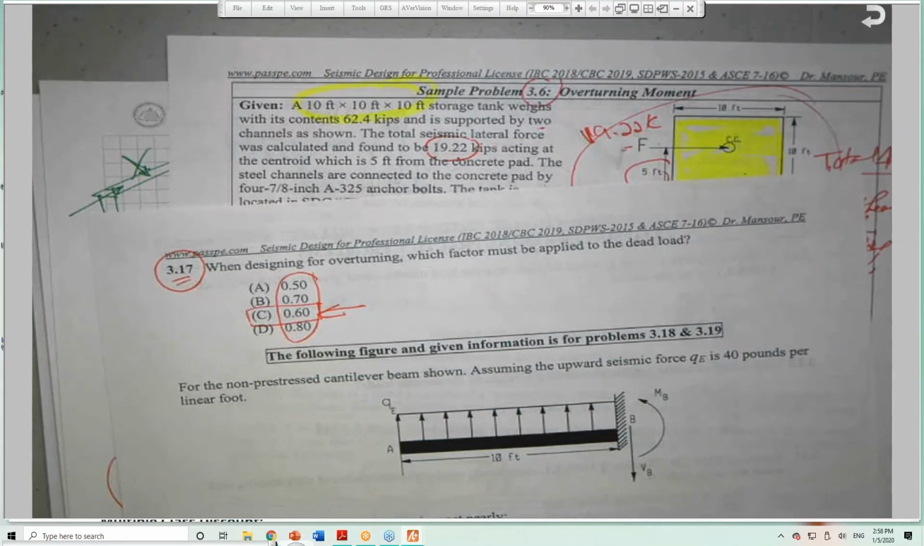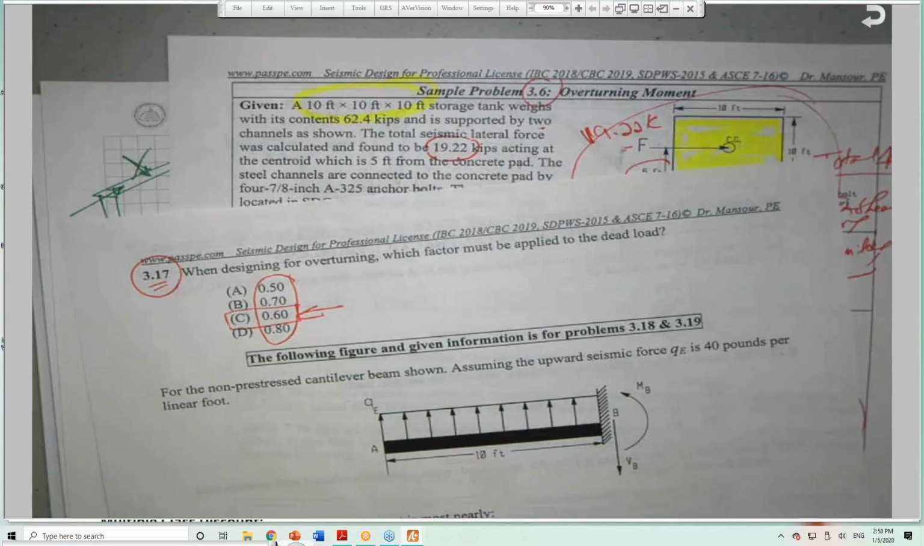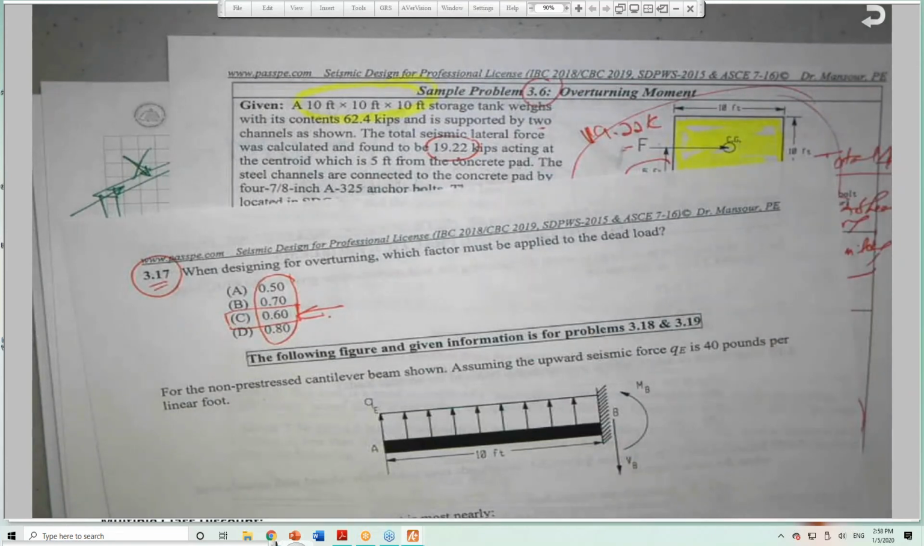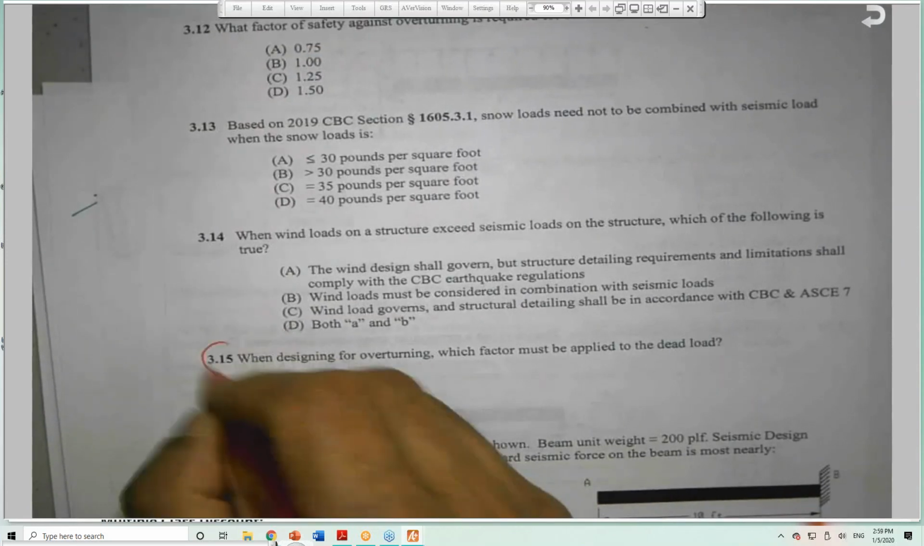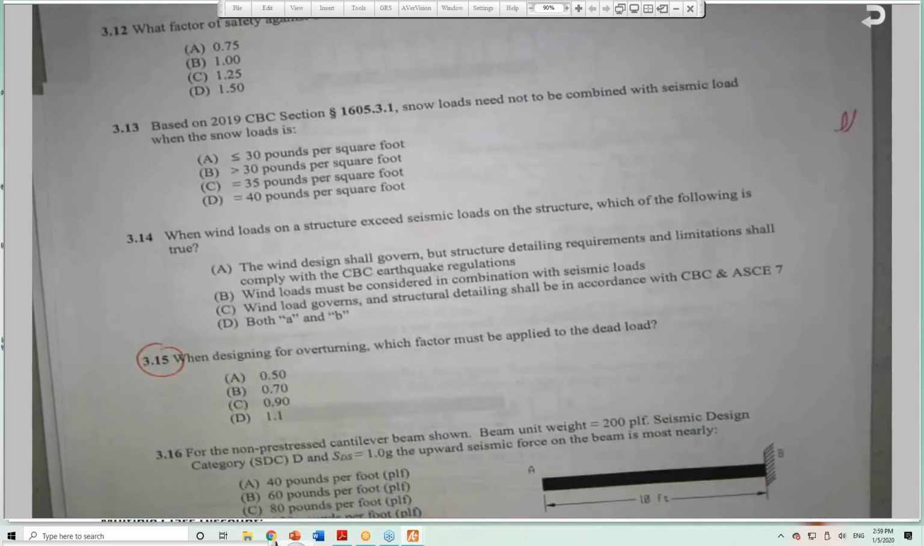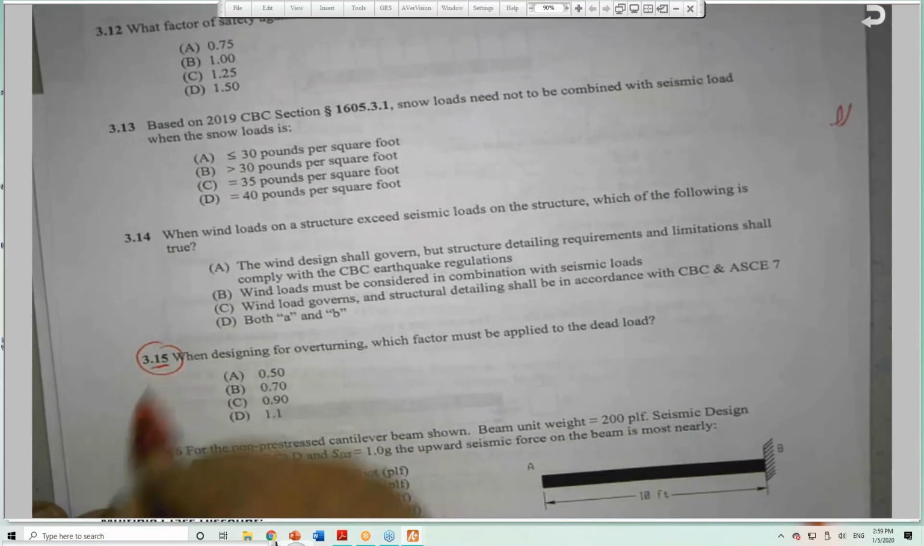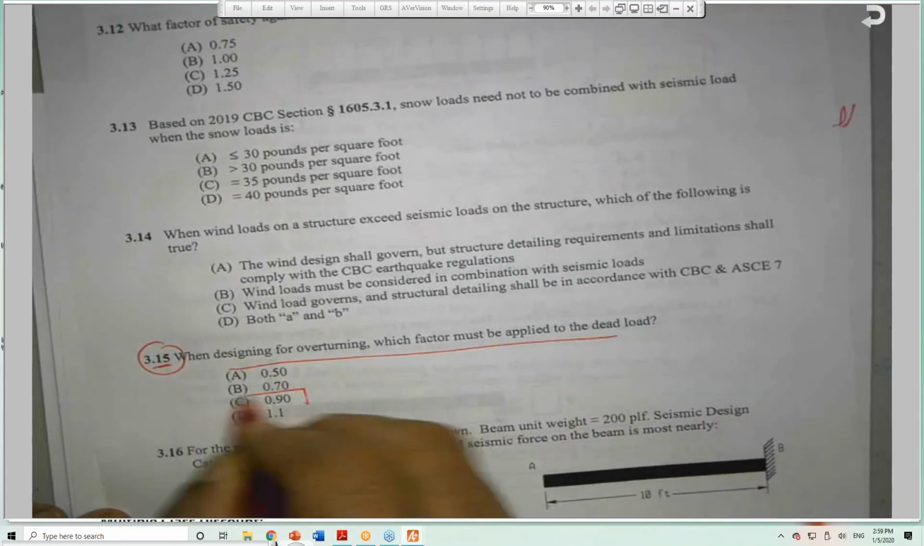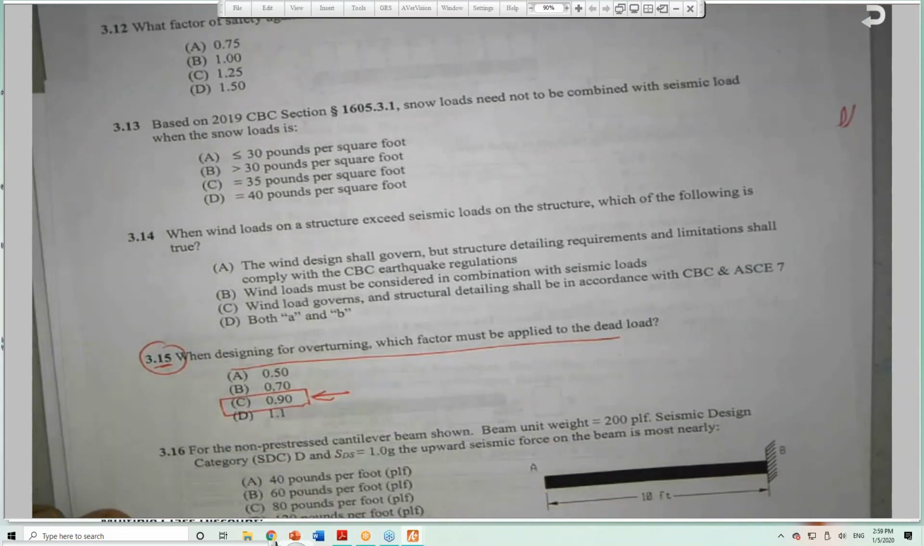Sometimes they do that. They leave the question vague to see if you understand or not. And you start to say, oh my God, they didn't mention it is ASD or strength. But if there is only one answer, they don't have to tell you. Okay. And the same story, a similar question, by the way, question number 315. I included these two questions purposely for that, to address your question. Can you go to question number 315, please? When designed for overturning, what applied? It is only 0.9.